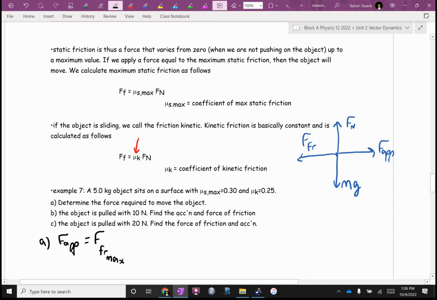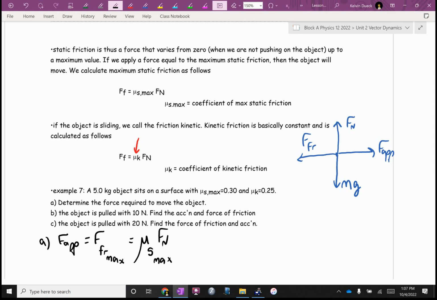And what's the maximum friction going to be? That's going to be mu static times the normal force. In fact, I think I even wrote max. That's the hardest I have to pull to dislodge this thing and get it to slide.